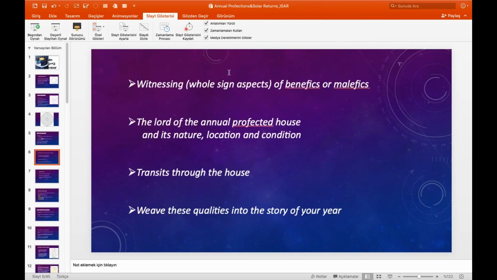And in this technique, we look at whole sign houses. I mean, we'll also look at whole sign aspects. We can't use Placidus or Koch or any other house system if you are looking at your annual profections, because this is a Hellenistic tradition and we need to use it with the whole sign house system.